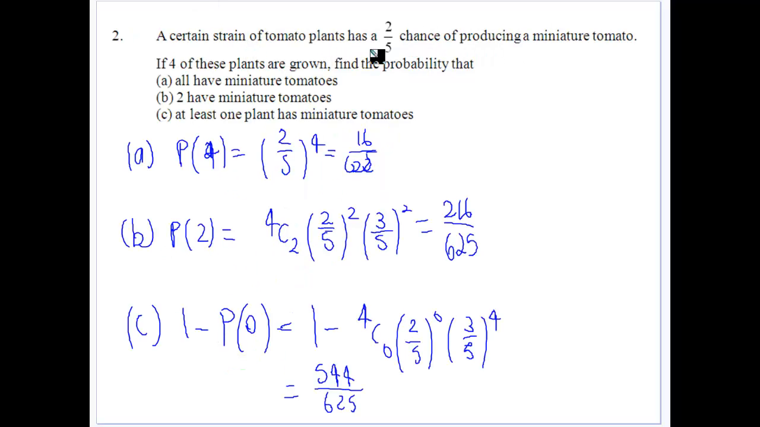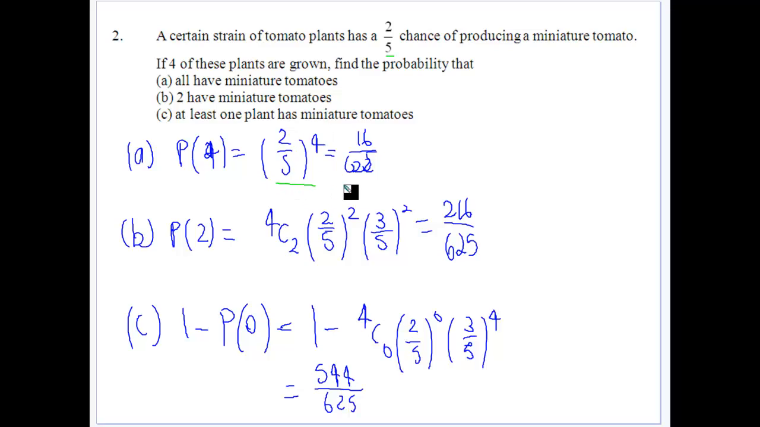This time, a certain strain of tomato plants has a 2/5 chance of producing a miniature tomato. So if 4 of the plants are grown, you can see how we're getting a multiple event occurring. 2/5 of producing a miniature tomato, 4 of the plants. What's the probability that all would have miniature tomatoes? Well, we could write that as P, the probability of 4 miniature tomato plants, 2/5 to the power of 4. We could have 4C0, or 4C4, which is 1 anyway.